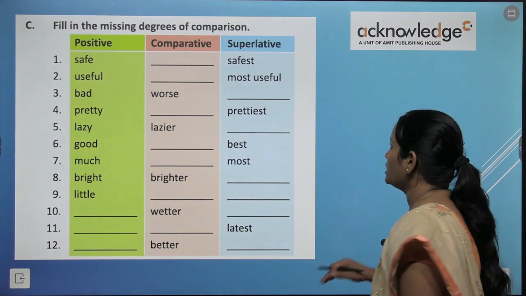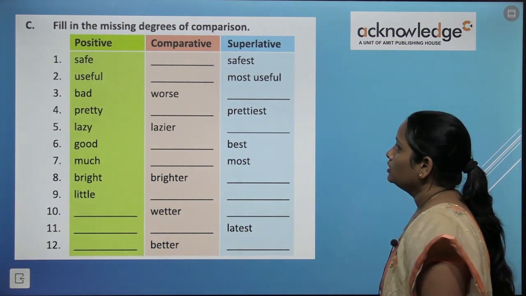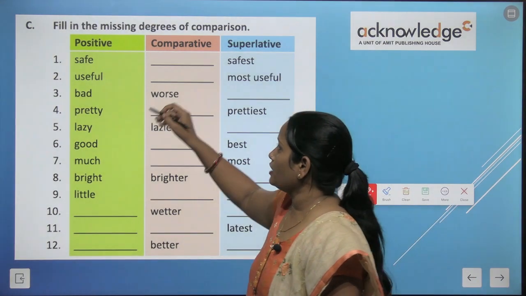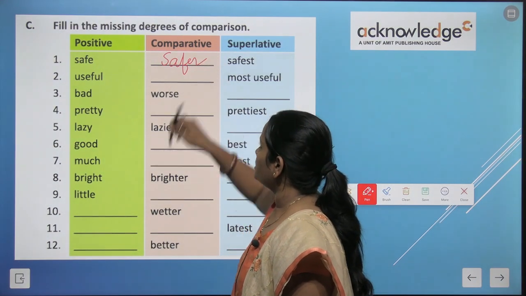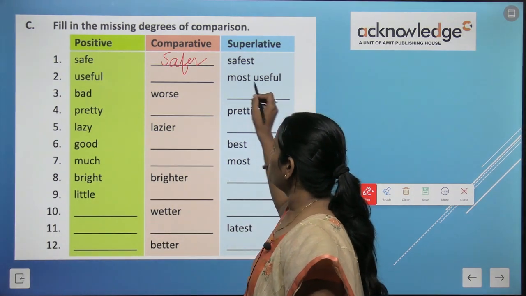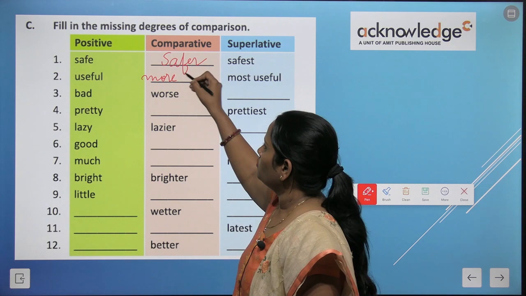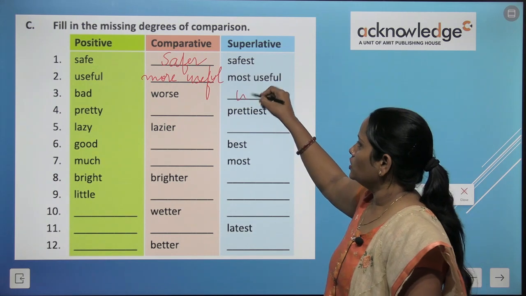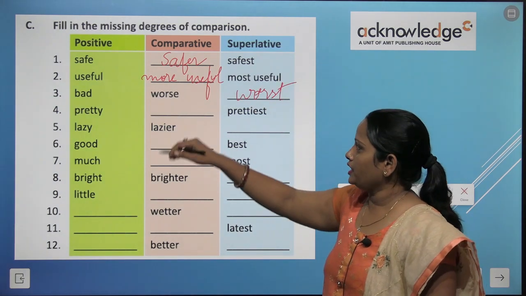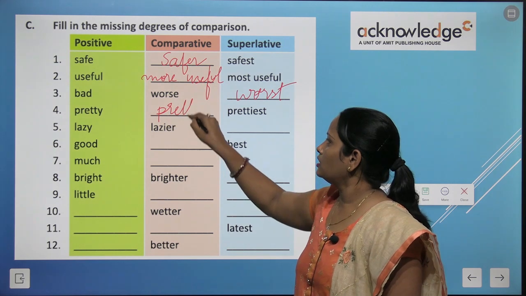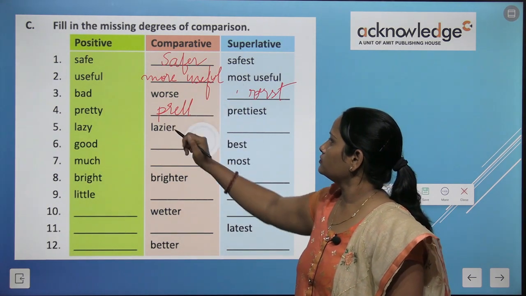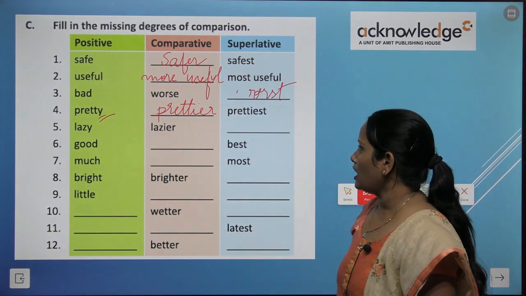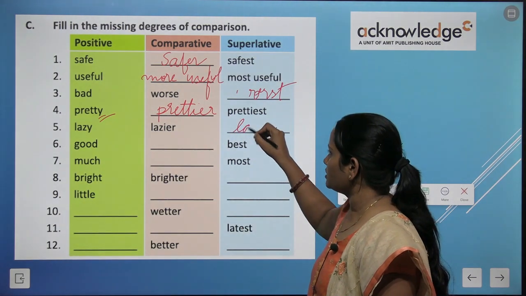Next, fill in the missing degrees of comparison. Here the table is given. We have to fill in the missing words. Safe, safer, safest. Useful, most useful is written. So here it will come more useful. Next is bad, worse, worst. Pretty, prettier, IER, because we are removing y को हटा दिया हमने. So IER, prettiest. Lazy, lazier, laziest.